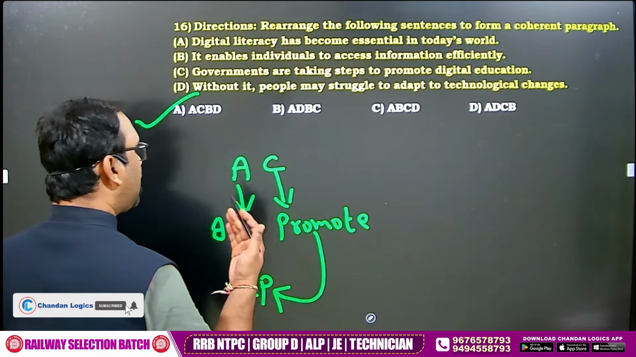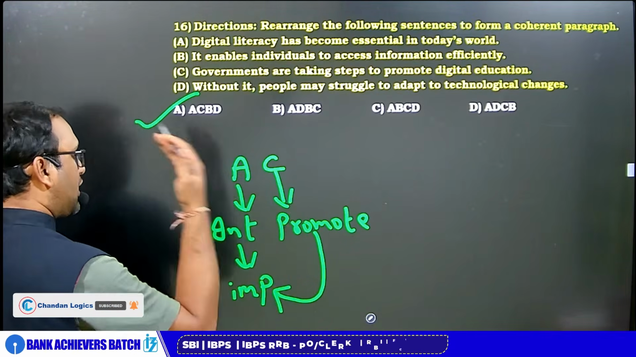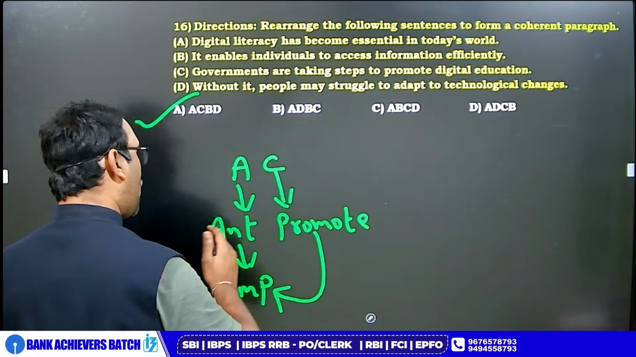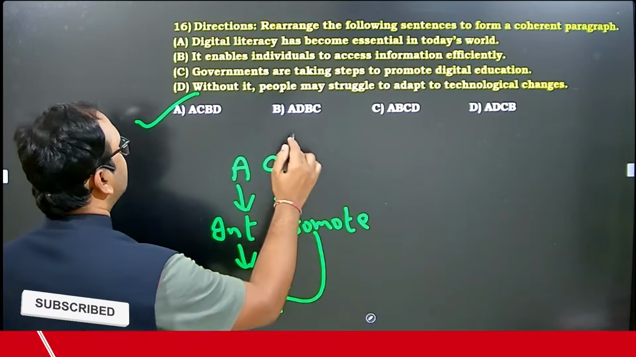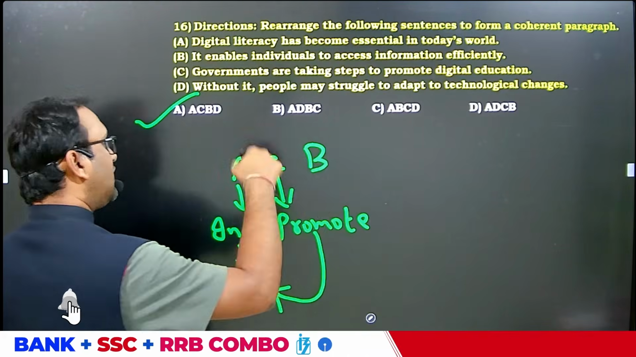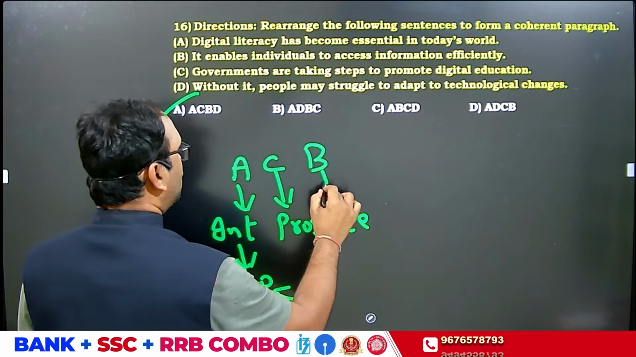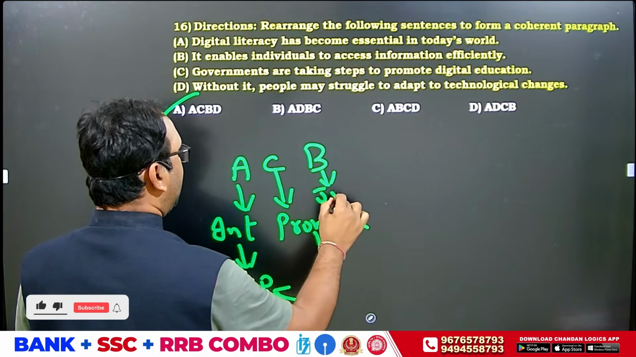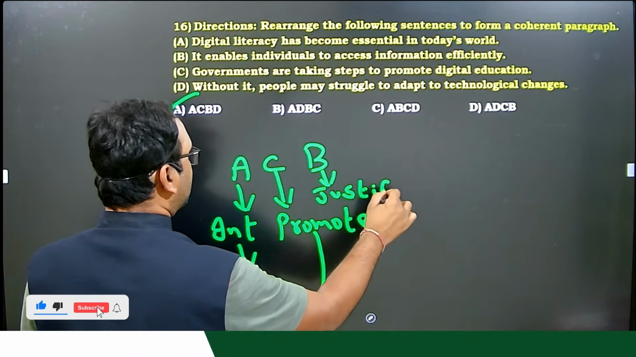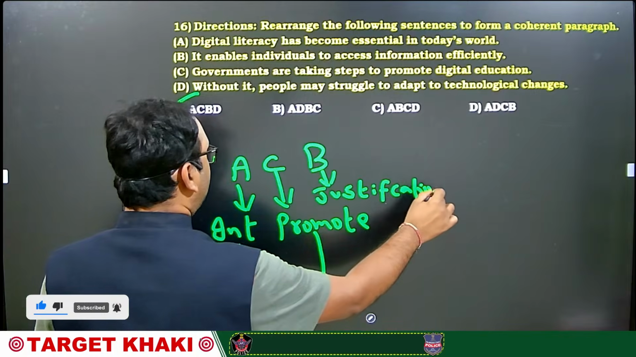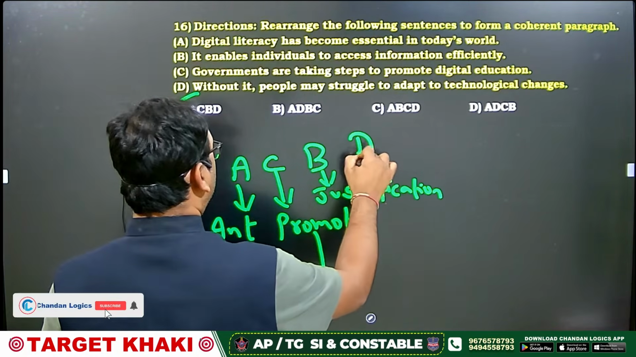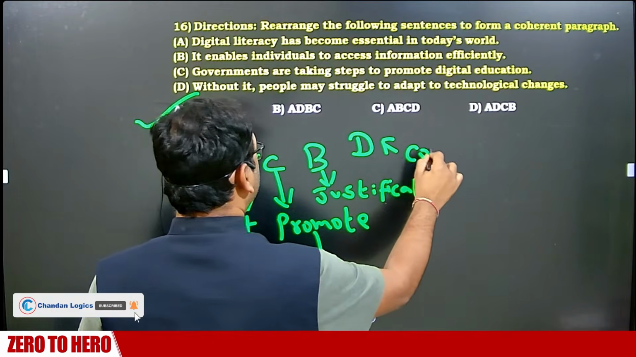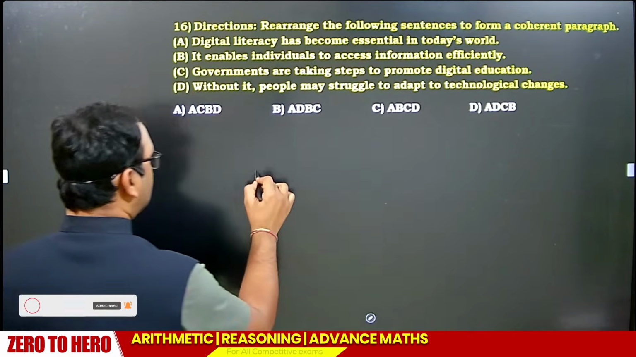Now, why are you saying this is important, government is supporting? Why are you saying this? Because it helps people. So now you are justifying your statement. Here happens justification. Now if that is not there, what's going to happen? Consequence.